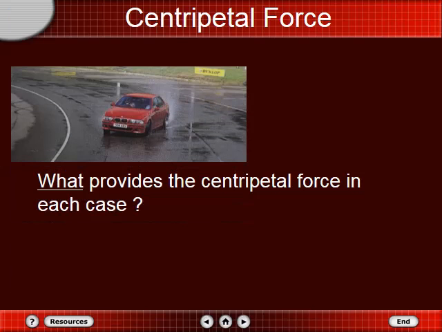So we'll have a look at things. In this case, the car's going round a bend or a roundabout. So there must be a centripetal force allowing it to maintain that circular motion, and that centripetal force must be acting towards the centre of, say, the roundabout. In that case, the centripetal force is the friction of the tyres on the road.